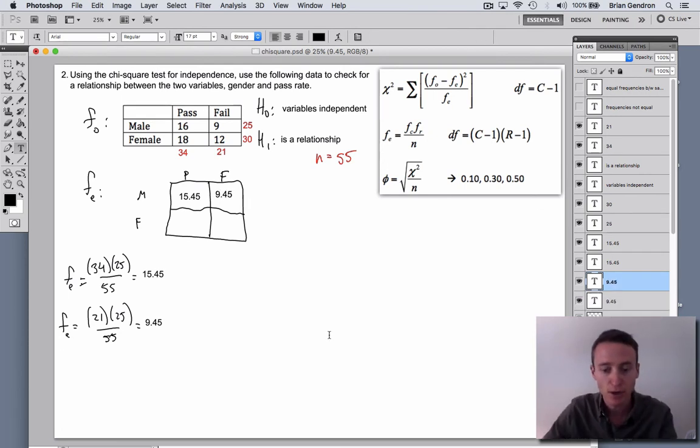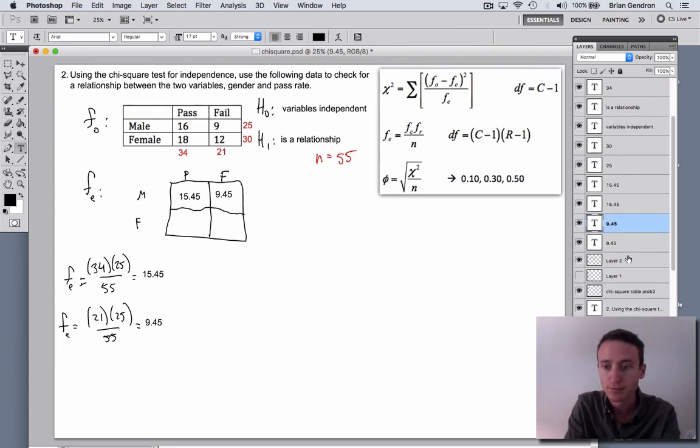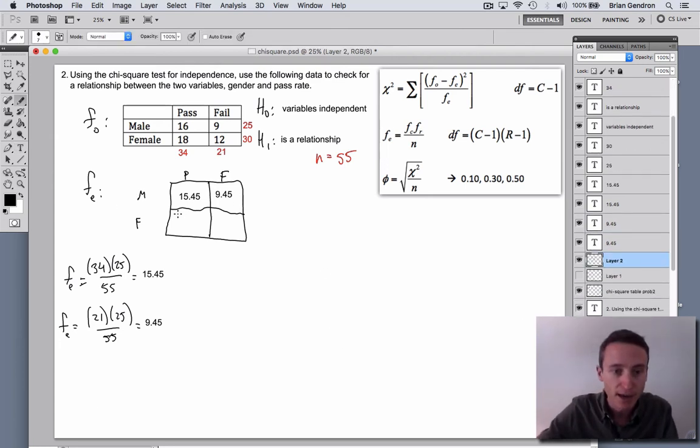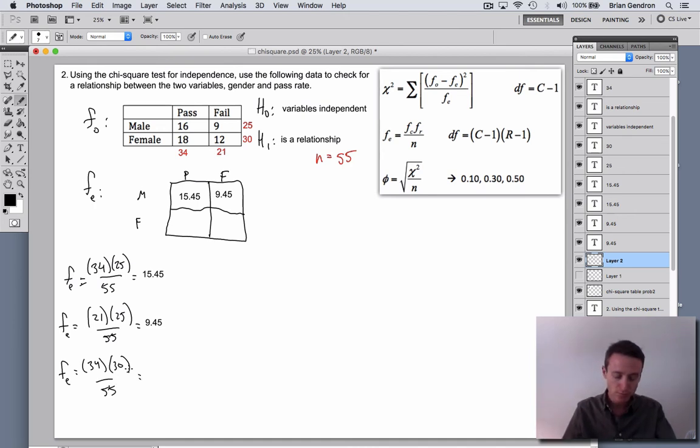2 down, 2 to go. Let's do the bottom left cell. The expected frequency in that bottom left cell. So this box refers to this column of 34 in the total for that column, and 30 total in that row. Divide by 55. 18.55.